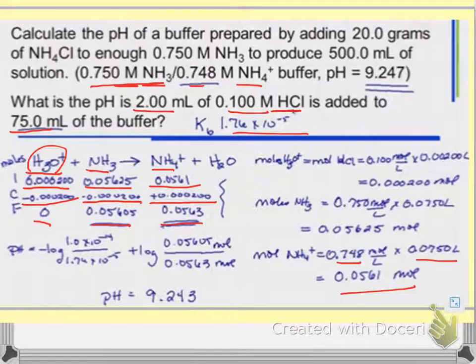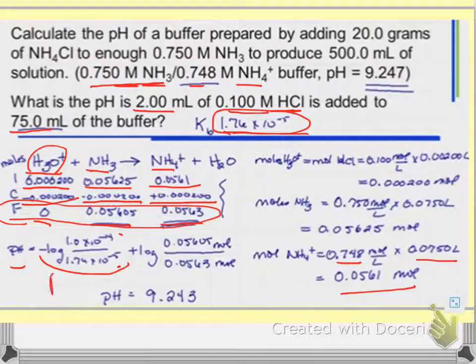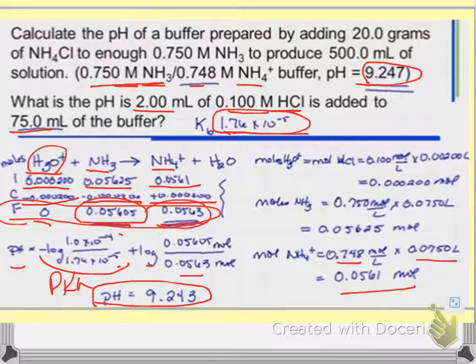Okay, so if I use my Henderson-Hasselbalch on the final situation here, I have pH equals negative the log of the Ka. What I'm given is the Kb, so I'm going to take 1 times 10 to the minus 14 divided by Kb. That will give me my Ka. If I do the negative of the log of that, of course that's going to give me the pKa, plus the log of the concentration of the base, which is here, over the acid, which is here, and I get a pH of 9.243. So very close to the pH of what I already had. It went down, which makes sense because I'm adding acid, which should make the pH go down.